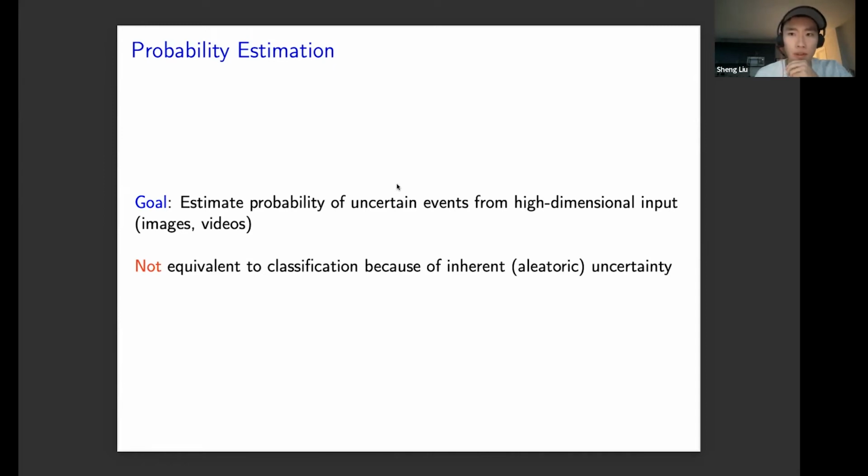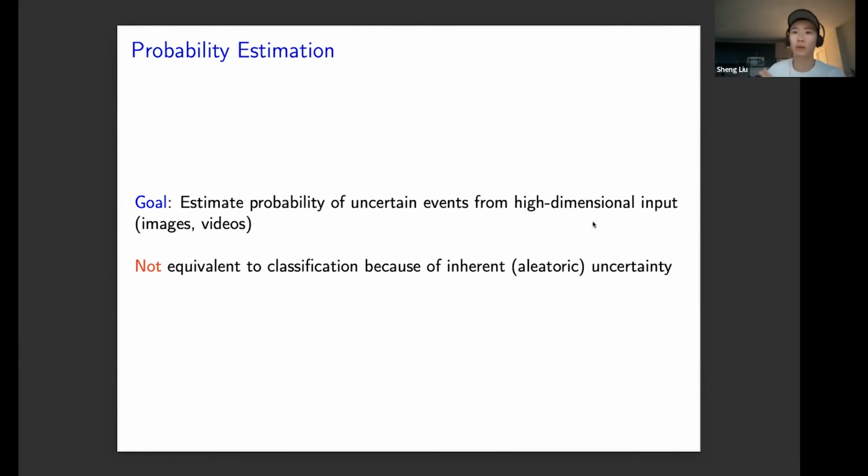So what is probability estimation here? The probability estimation problem is that in real life applications, in many different settings, we want to estimate the probability of events. For example, if we want to use a radar map to predict the possibility of raining, because we are not sure that it's going to rain or not, because there are a lot of events with intrinsic uncertainty.